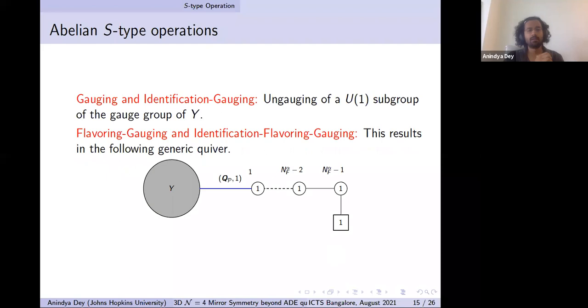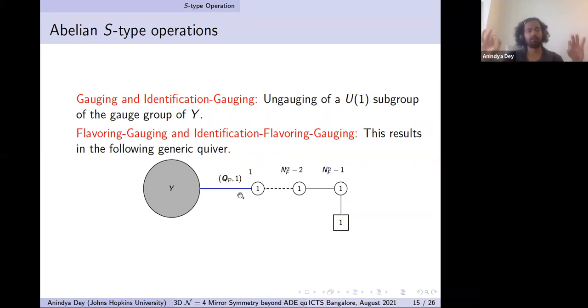But then there are the flavoring gauging and identification flavoring gauging operations. Firstly, if it's ungauging of a U1 subgroup of the gauge group of Y, then the resultant gauge theory Y prime is obviously a Lagrangian case, right? Now for flavoring gauging and identification flavoring gauging, the generic quiver is slightly more complicated. It consists of 2 subquivers. One is this Y, which was there. And then the second subquiver is a chain of U1 with n alpha minus 1 nodes.